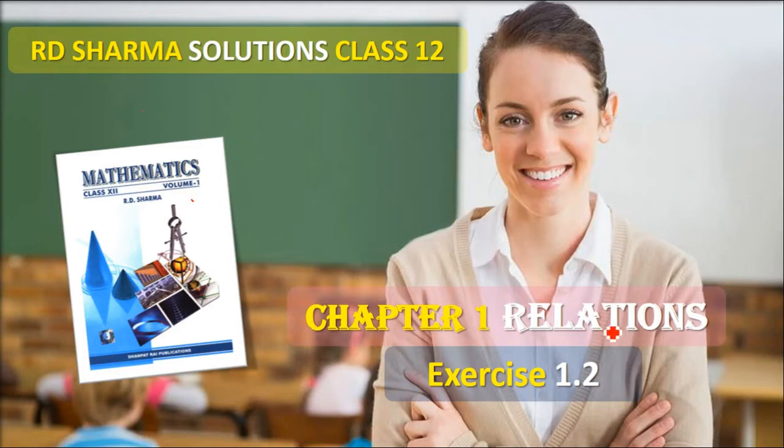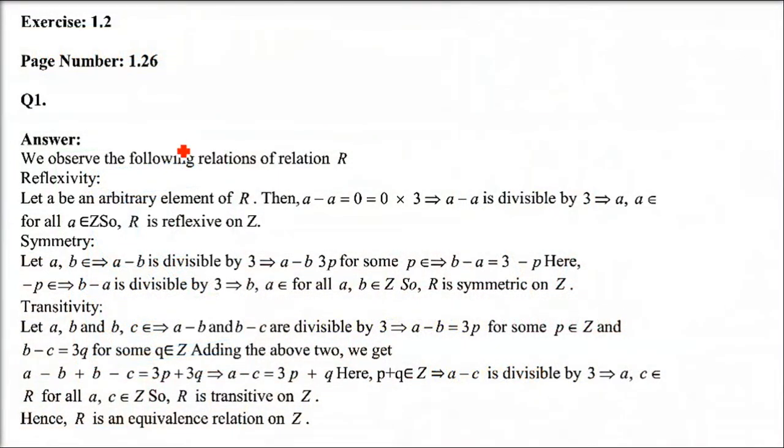This is the R.D. Sharma solution, class 12, chapter 1, relations, exercise 1.2. So the first question is, show that the relation R defined by R equals... So what is the relation? Let me write it. So this is R equals.